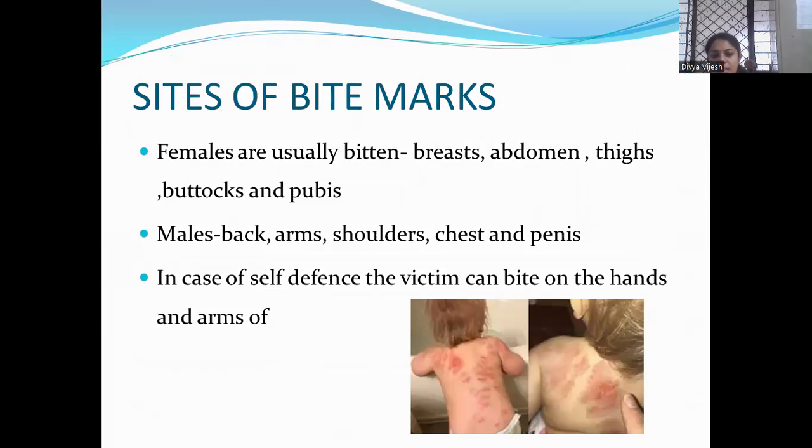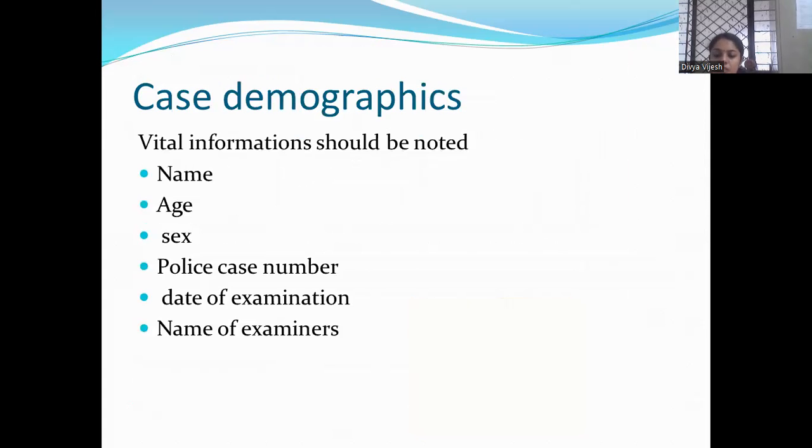And what are the sites of bite marks? Usually females are bitten on the breast, abdomen, thighs, buttocks; in males, the back, arms, shoulders, chest, penis. In case of self-defense, the victim can bite on the hands. You have seen this all in movies and all, right? And arms, and the case demographics.